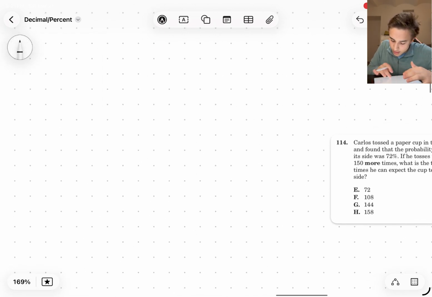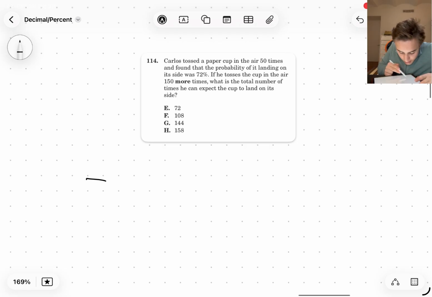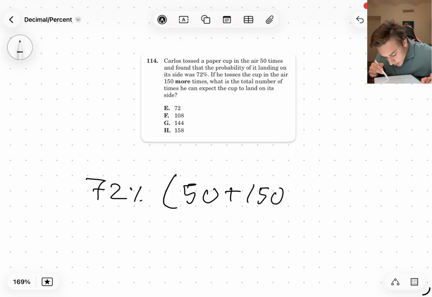And just one more question. Carlos tossed a paper cup in the air 50 times and found that the probability of it landing on its side was 72%. If he tosses the cup in the air 150 more times, what's the total number of times the cup's going to land on its side? So we know that 72% of the time the cup is going to land on its side. And how many times does he toss it in total? They sort of want to trick you here. He tosses it 50 times originally, and then he tosses it 150 more times. So he's actually going to toss it a total of 200 times.